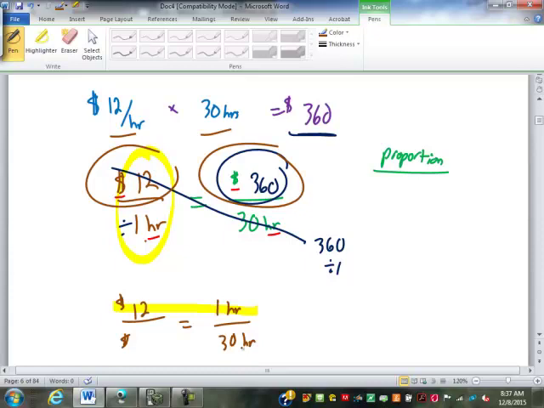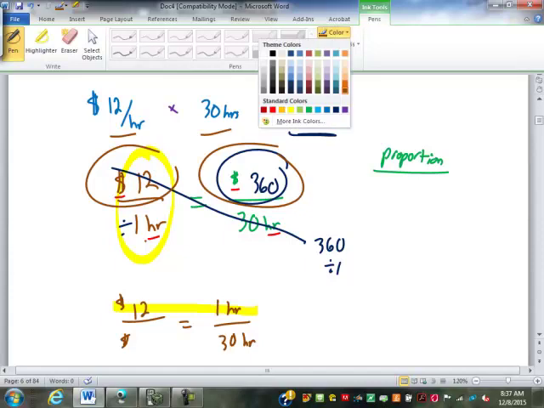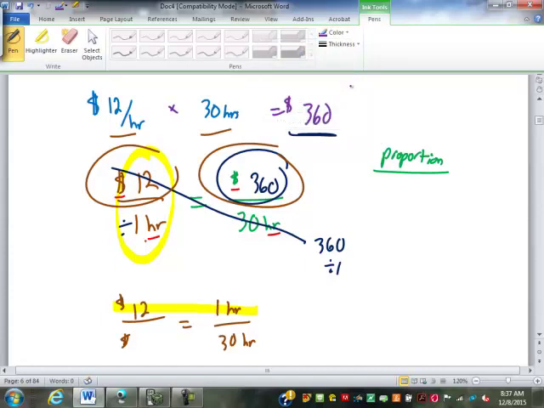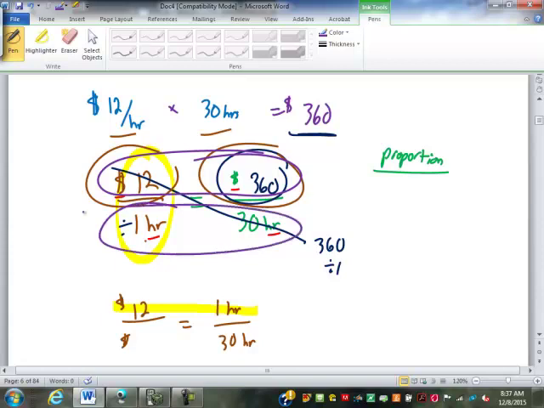It's the same calculation. The key to these proportions is that there are 2 relationships, and I have to keep both of them. There's a relationship going horizontally. There I have dollars and dollars, hours and hours. And then there's a relationship going vertically. This is my base wage, and this is my pay per hour worked. Okay?